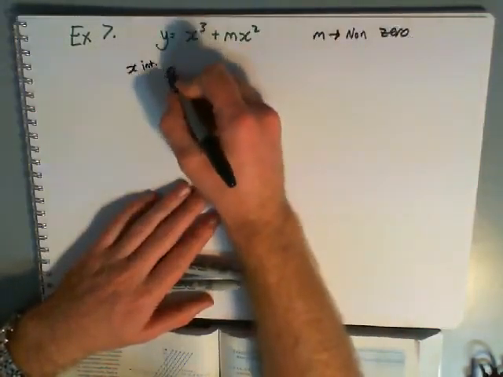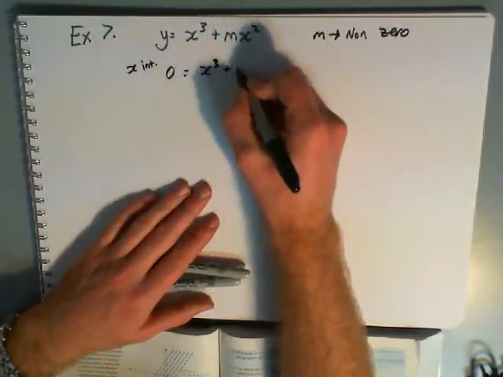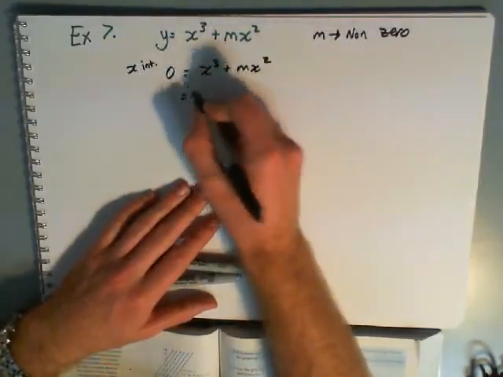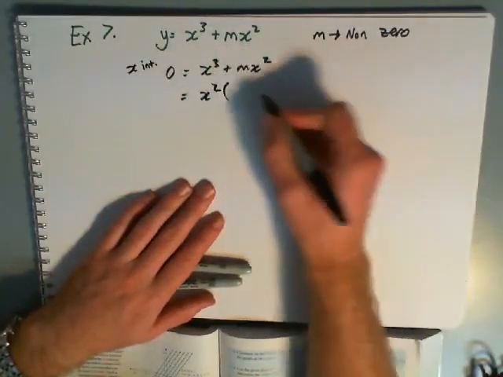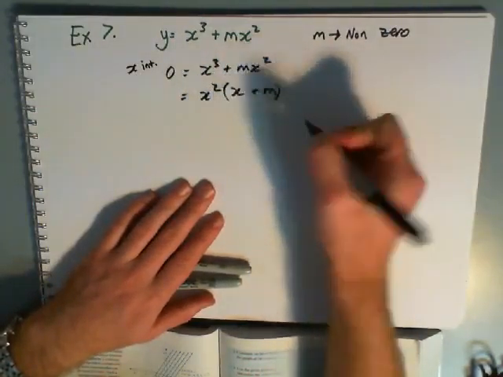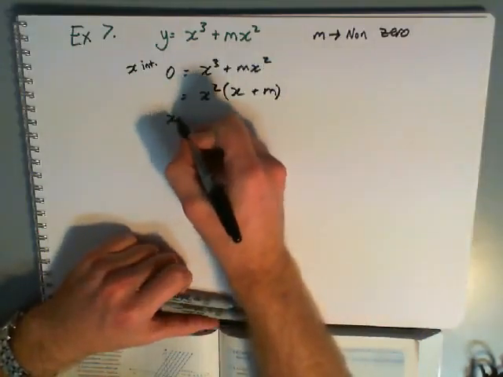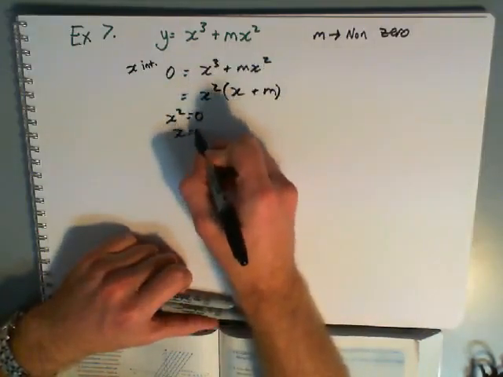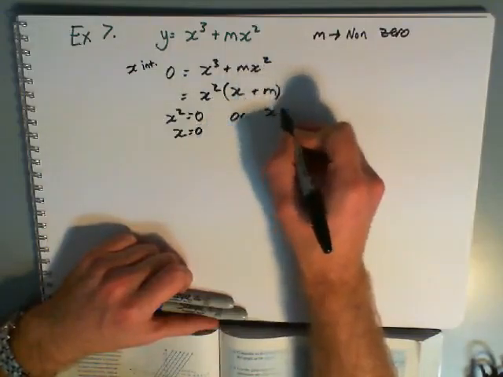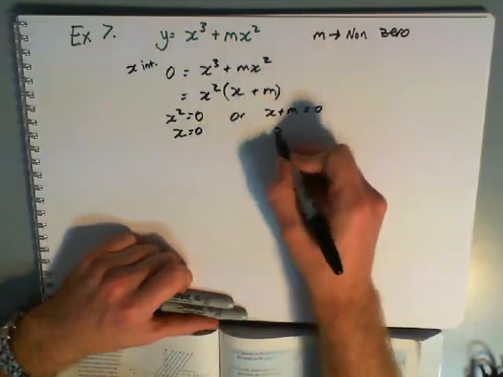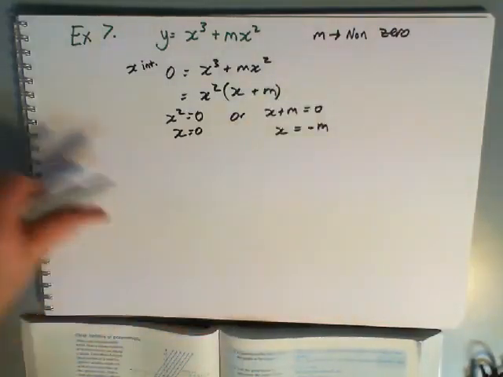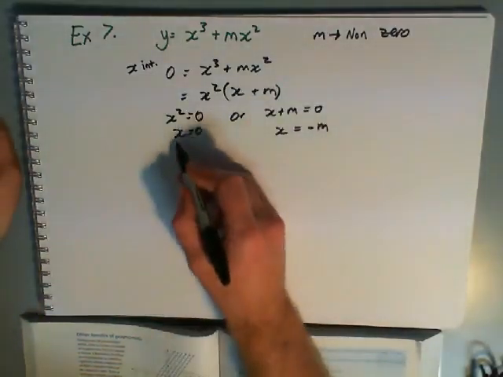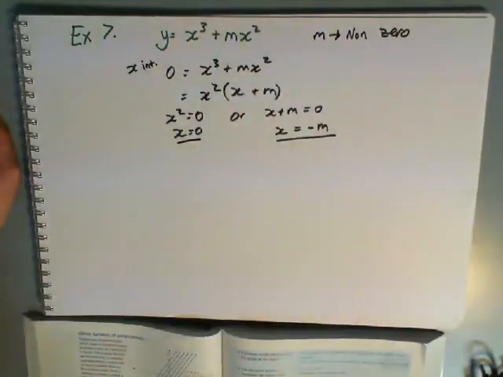So for the x-intercept, we solve for y equals 0. There's a common factor of x squared in both terms, so take that as a factor. You have x plus m. So what are my solutions? It'll be x squared equals 0, so x equals 0, or x plus m equals 0, so x equals minus m. So they're my x-intercepts. I'm going to have 0, and depending on what m is, minus m will be my other x-intercept.